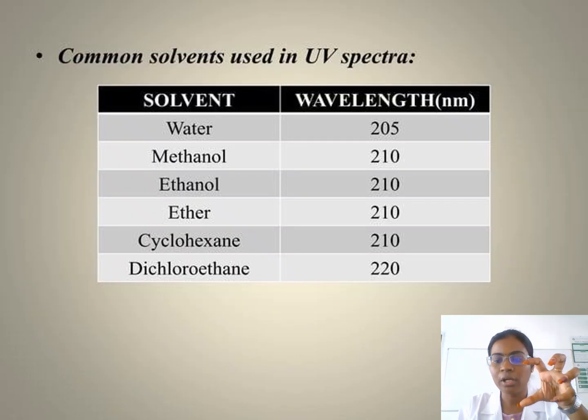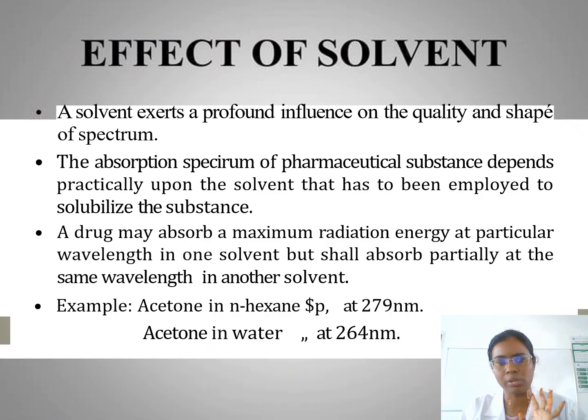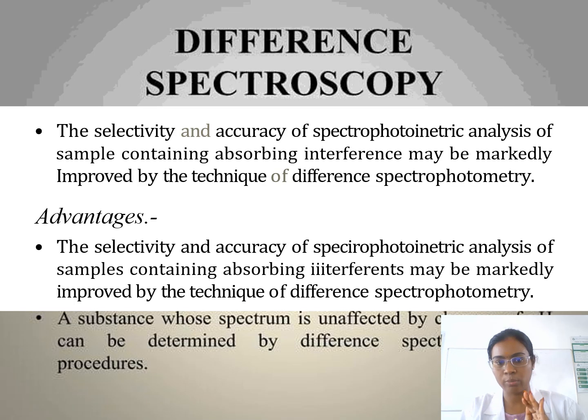What are the common solvents in UV spectra? The solvent names are water, methanol, ethanol, ether, cyclohexane, dichloroethane, with cutoffs of 205, 210, 210, 210, 220 nanometer. So the effect of solvent: the solvent exerts a profound influence on the quality and shape of the spectrum. For example, acetone in hexane at 279 nanometer, and in water at 264 nanometer. The selectivity and accuracy of spectrophotometric analysis of samples containing interference may be markedly improved by the technique of derivative spectrophotometry.